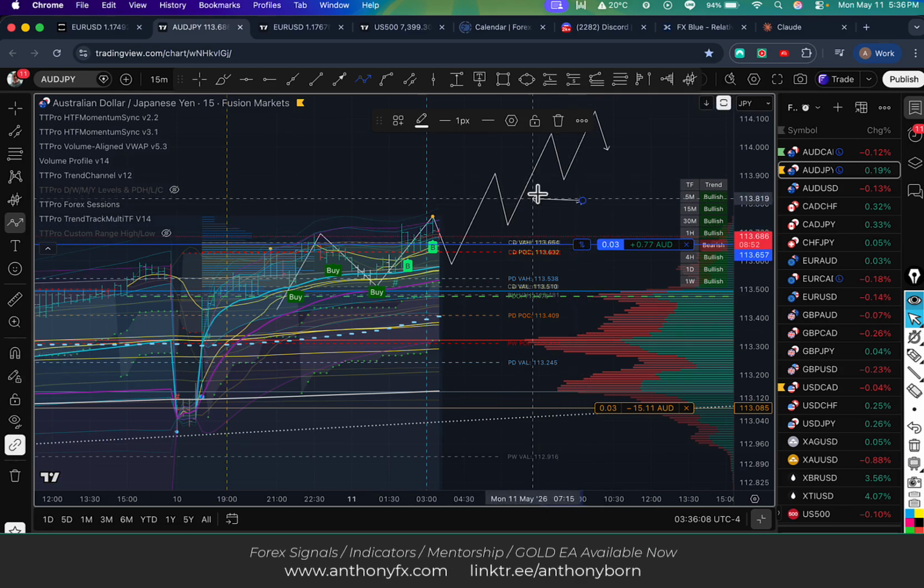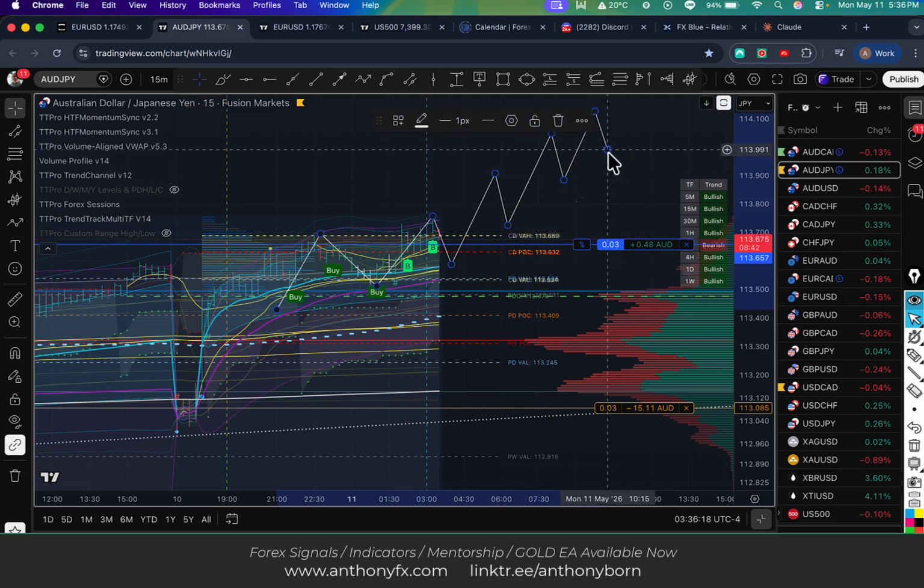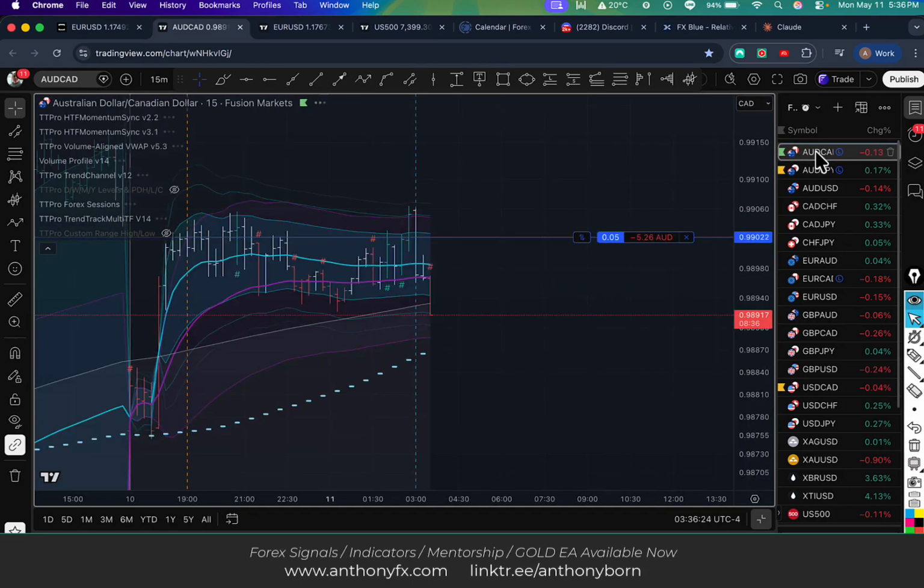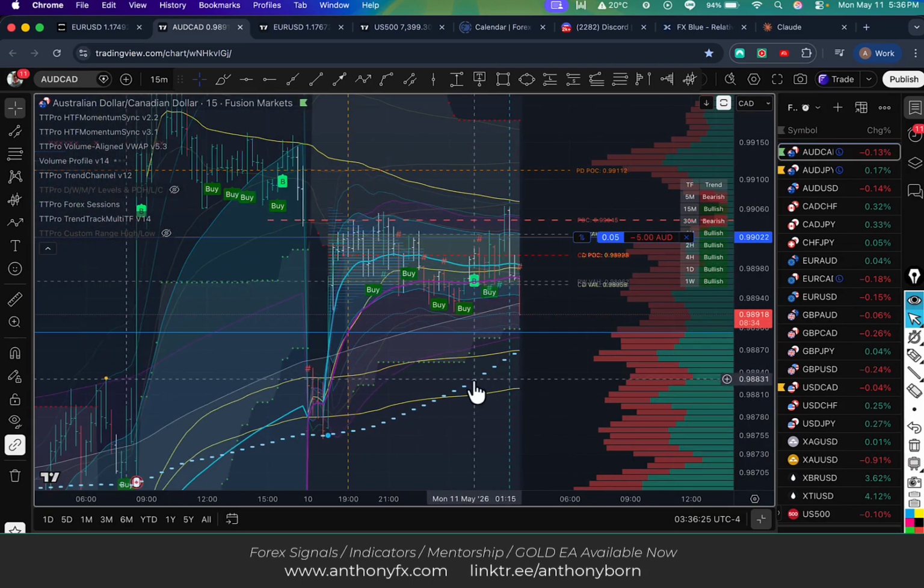So let's give it a shot, see if that moves in our favor. Anyway, if not, we'll find something else. I mean, I'm in an Aussie CAD. I sent that one into VIP. See the pullback, we're getting that now.